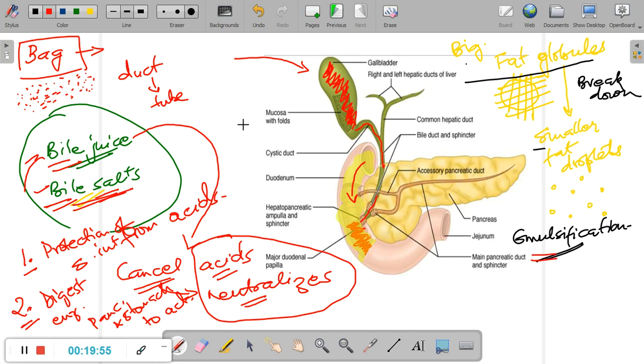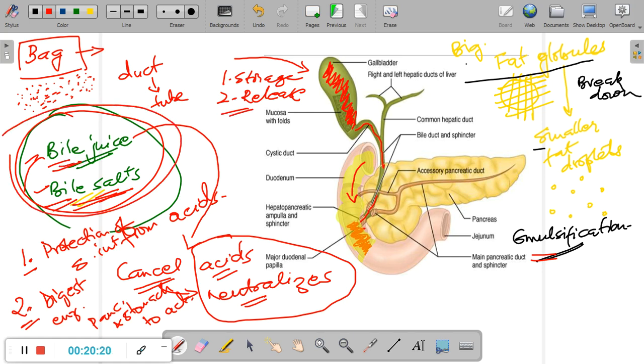So, what is the function of the accessory organ called gallbladder? The gallbladder performs two functions. The first function is storage of bile juices and bile salts. The second function is the release of bile juices and bile salts. Now what are the functions performed by the bile juices and bile salts? The bile juices neutralize the acidic chyme, and the bile salts emulsify fats.